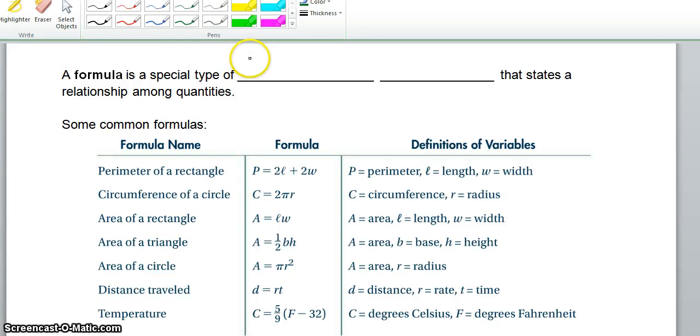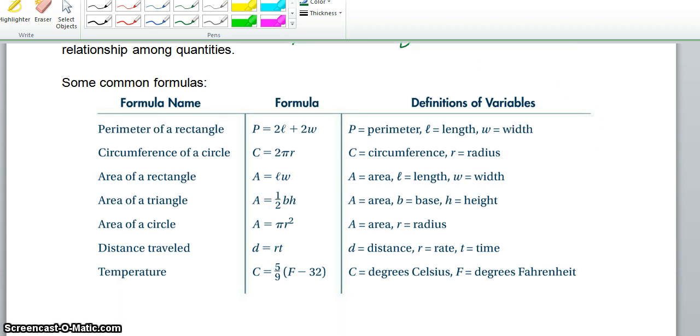All right, now we're going to start talking about formulas. So a formula is a special type of literal equation that states a relationship among two or more quantities. So you've got your list of some pretty common formulas here.